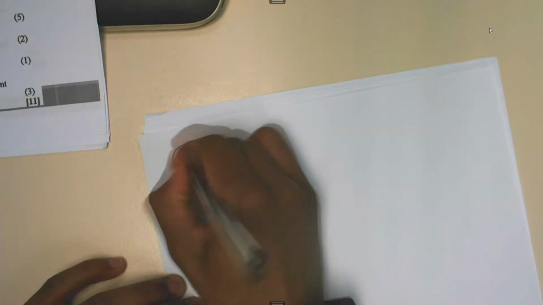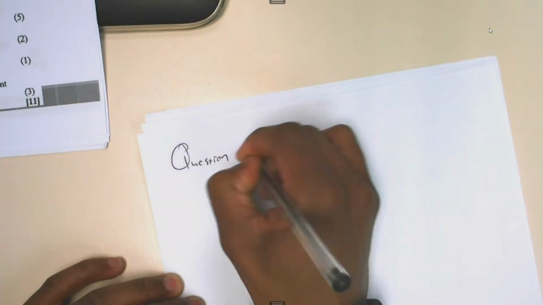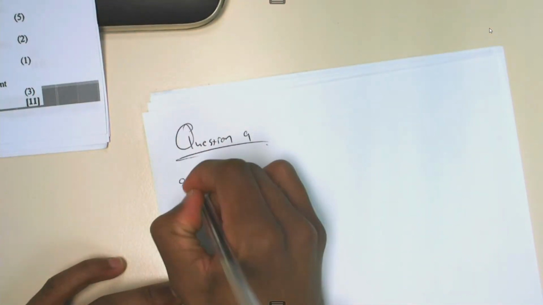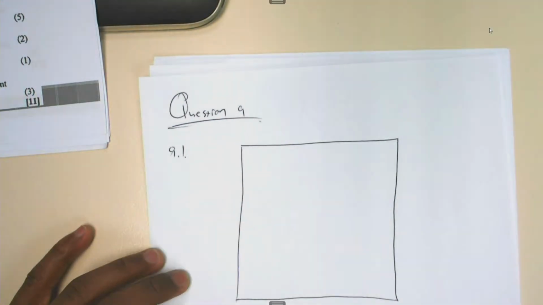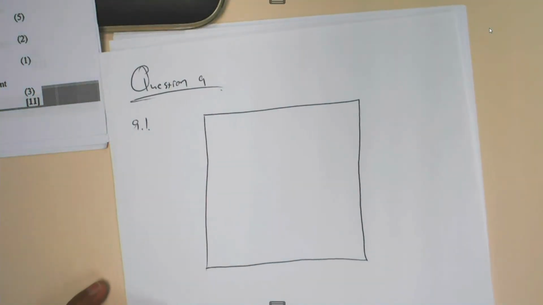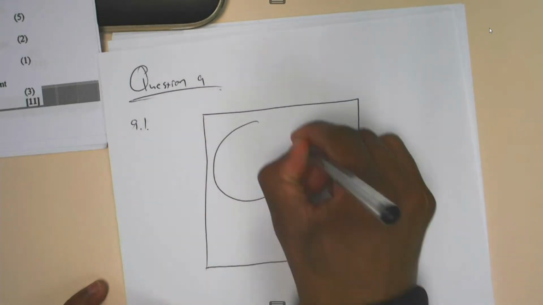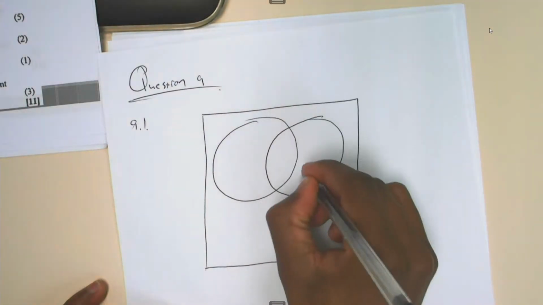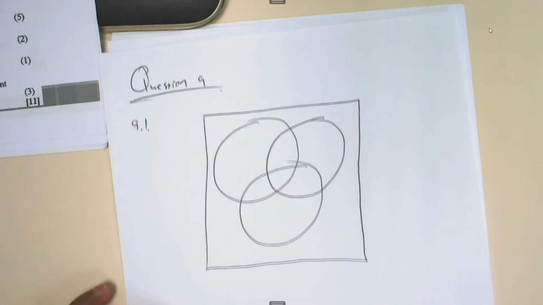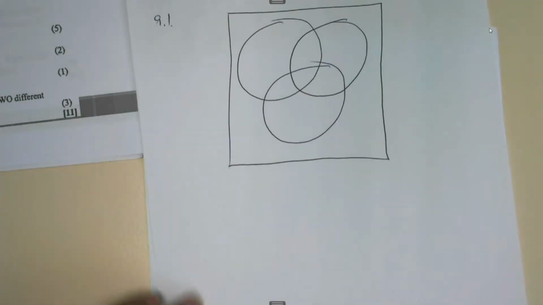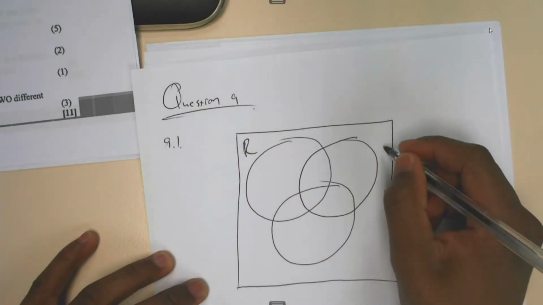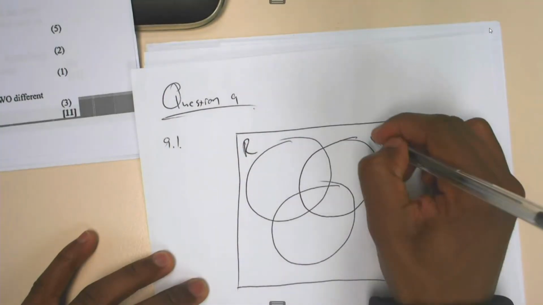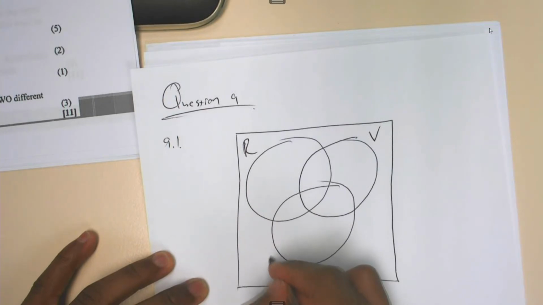Now let's construct our Venn diagram here for 9.1. In order for us to have our Venn diagram, remember all 3 events intersect. So we have the first event, the second event, and the third event. The first event will be rugby. The second event will be volleyball. The other one will be cricket.